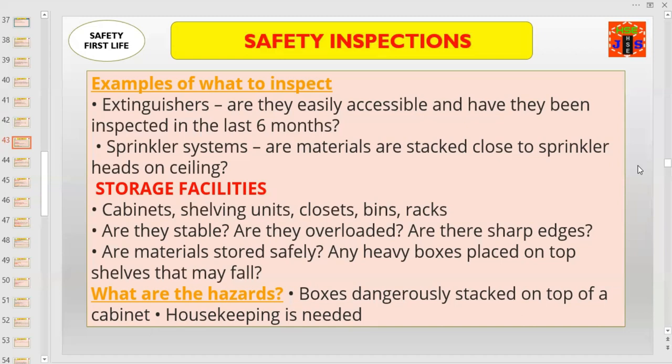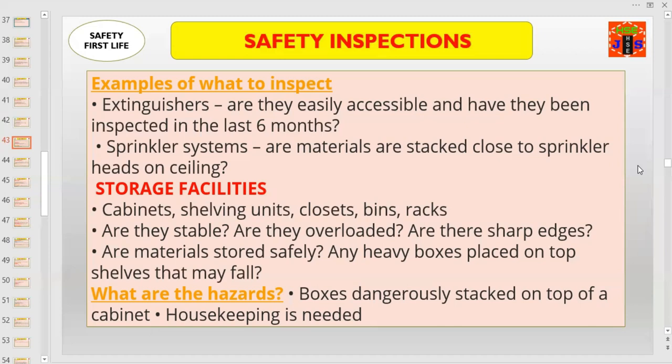You have to look for cabinets, shelves, closets, bins and racks. Are they stable? Are they overloaded? Are there sharp edges? Are materials stored safely? Any heavy boxes placed on top shelves that may fall? You have to go through each and every point once you are in a building for safety inspection.